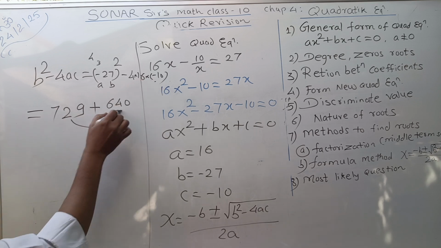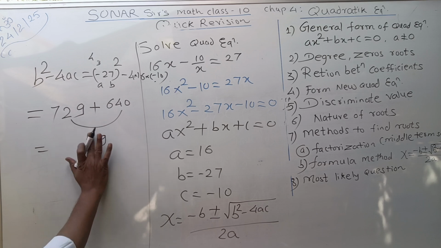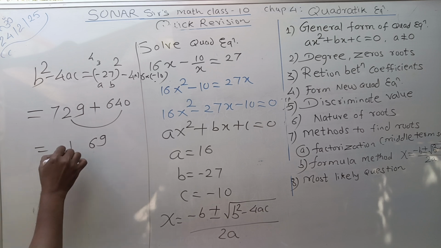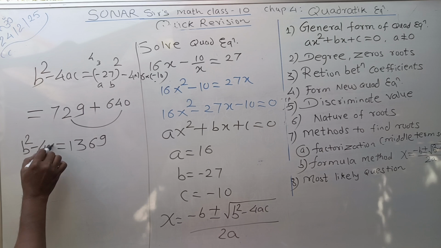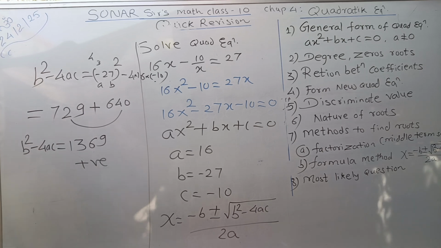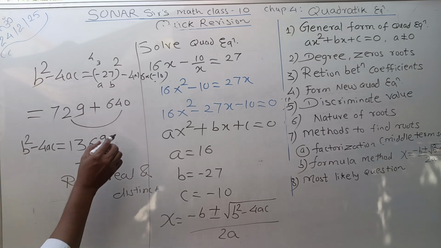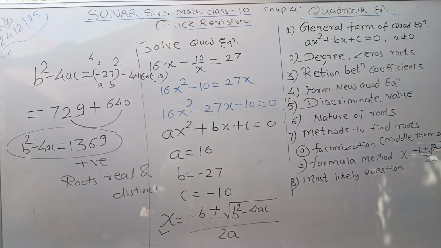And then we add this 2, 9, 6 plus 2, 4 plus 2, 6. And then 9, 6 plus 7 plus 6, that is 13. 1, 3, 6, 9. This is b square minus 4ac, which is a positive value, means roots are real and distinct. Distinct means different. So we'll make use of this value to find the roots by putting the value into the formula.